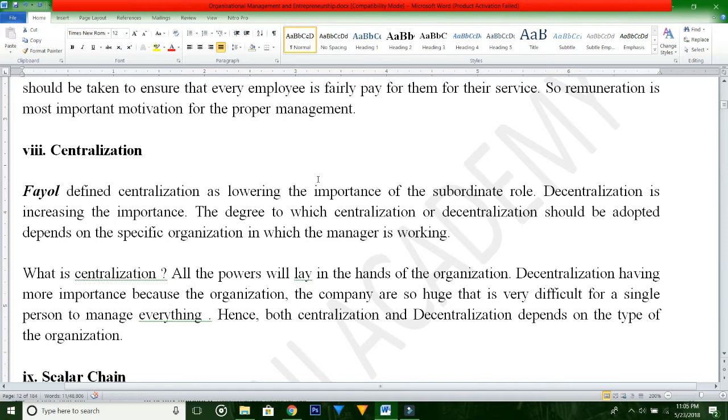What is centralization? All the power will lie in the hands of the organization's head. Decentralization has more importance because the organization, the company, is so huge that it is very difficult for a single person to manage everything. Hence, both centralization and decentralization are used depending on the type of organization.